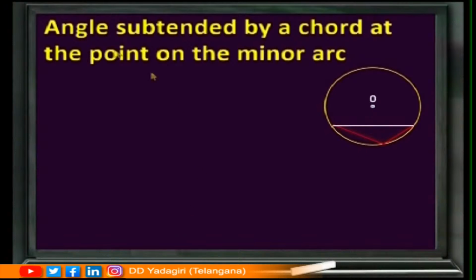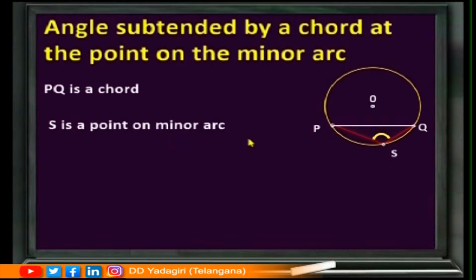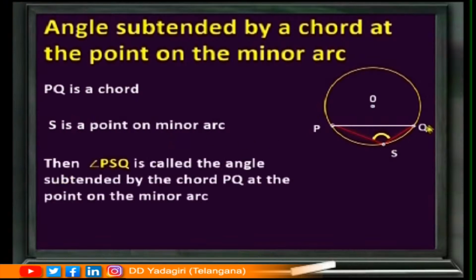Now, the angle subtended by a chord at a point on the minor arc. This is the minor arc, PQ is the same chord, and S is a point on the minor arc. Now, PSQ will be the angle. PQ is a chord, S is a point on the minor arc, then PSQ is called the angle subtended by the chord PQ at the point on the minor arc.